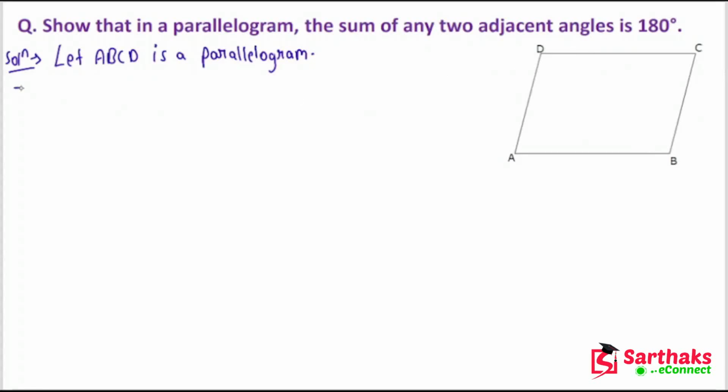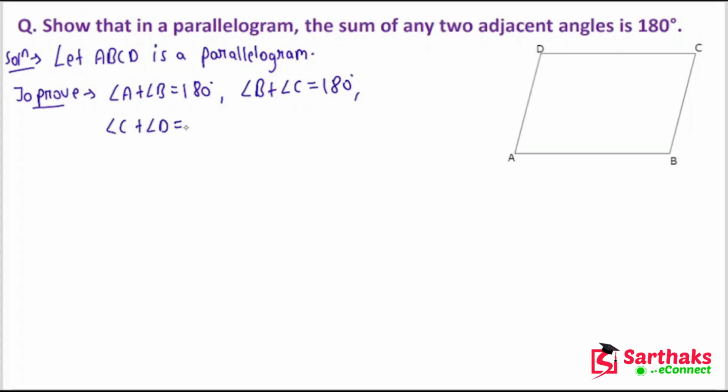So firstly, let us specify a target. What we need to show is that angle A plus angle B equals 180 degrees, because they are adjacent angles. We also have to show that angle B plus angle C equals 180 degrees, because it can be any two adjacent angles. Similarly, angle C plus angle D should also be 180 degrees, and at last, angle A plus angle D should also be 180 degrees. So we have four pairs of adjacent angles, and for all four pairs, the sum should be 180 degrees.